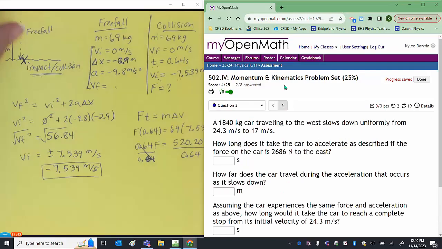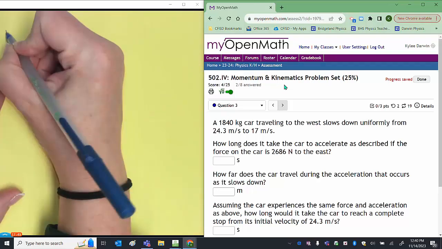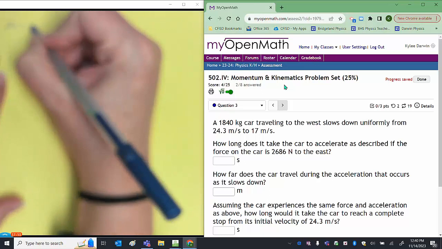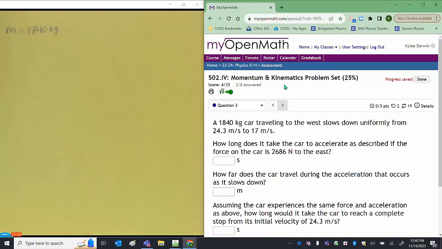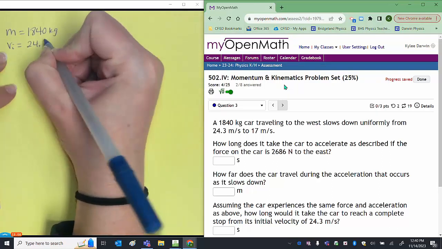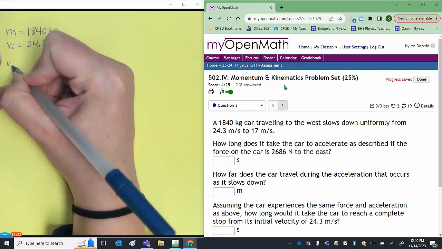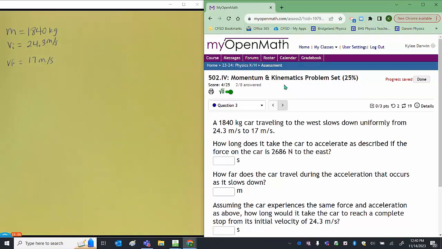All right, question number 3. Question number 3 says, a 1,840 kilogram car, so let's start by labeling the information, 1840 kilograms, traveling to the west slows down uniformly from an initial velocity of 24.3 meters per second to a final velocity of 17 meters per second. How long does it take the car to accelerate as described if the force on the car is 2686 newtons to the east?